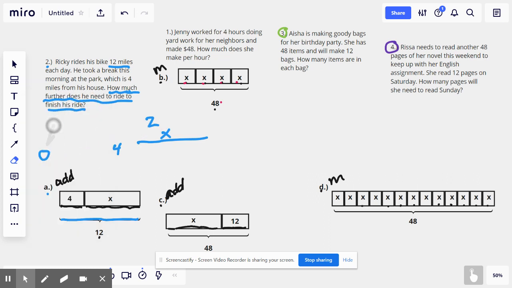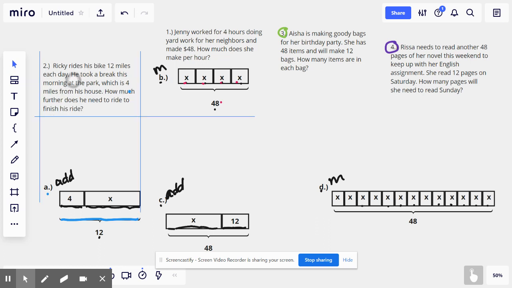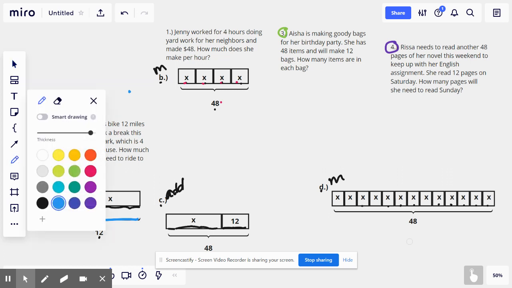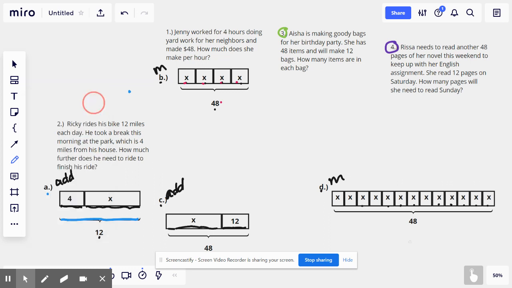I'm going to erase all my beautiful artwork, and I'm just going to pull number 2 right down here. Okay, so we have 2 more to go. And I'm going to choose green for the next one.